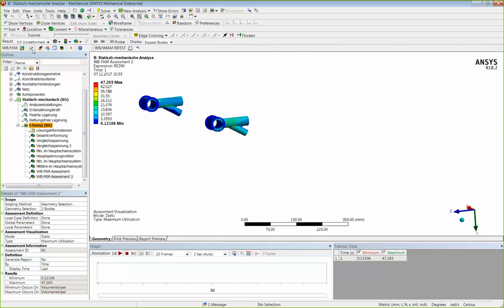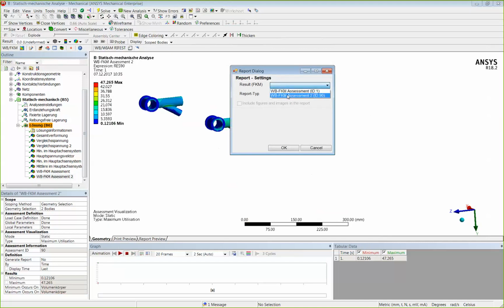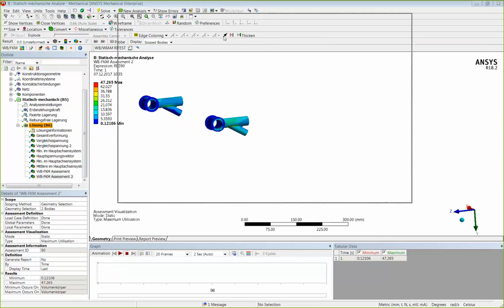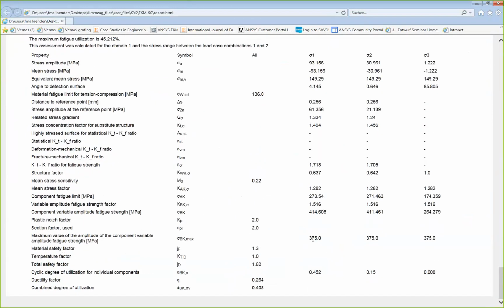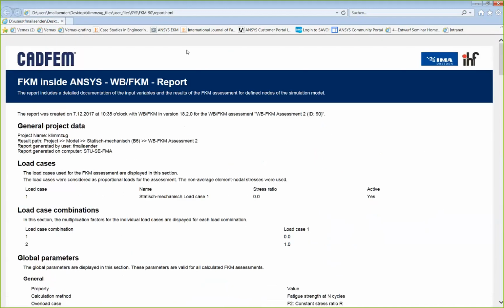The good thing is I also can give out a report. If I have multiple FKM assessments, I can choose which one. I want that usually only for the critical node, not for every node. And what the system will give me then is a report with all my entries and, more important, for the critical node, with all the intermediate values that have to be calculated. So if someone is going to recheck my calculation and is just checking, is it okay with the FKM calculation, then he can refer to this report and check all of the values and the intermediate values. So we can simply print that out and give that as a final report for our assessment. Good.